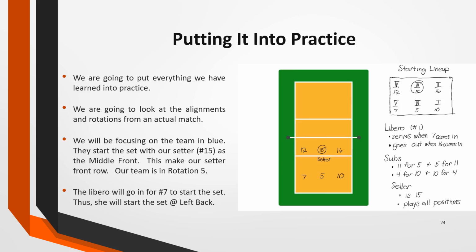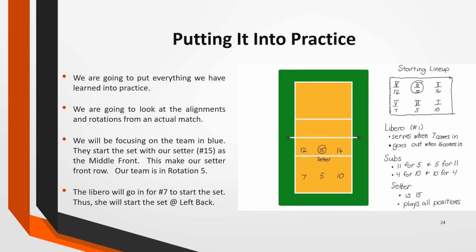Because I've watched the match that we are going to look at, I'm going to do all the hard legwork for you. So I'm giving you the starting lineup of the team that we're going to look at. We're only going to look at one of these teams, which will be the team in blue. You see in the image, I've circled number 15, who was in position 3 to start the set. She's going to be our setter. She's going to play all the positions. She's never going to come out. Since our setter is the middle front in position 3, you know from earlier that our team will start the set in rotation 5.